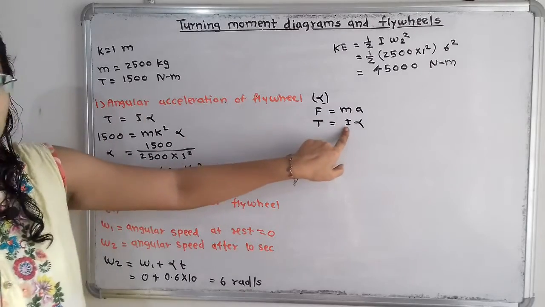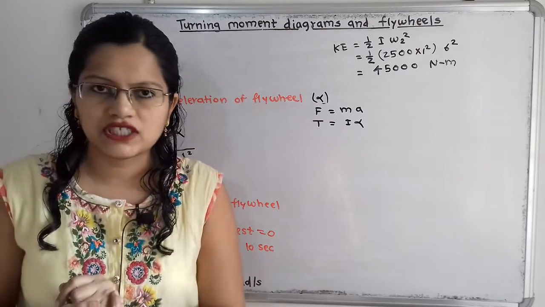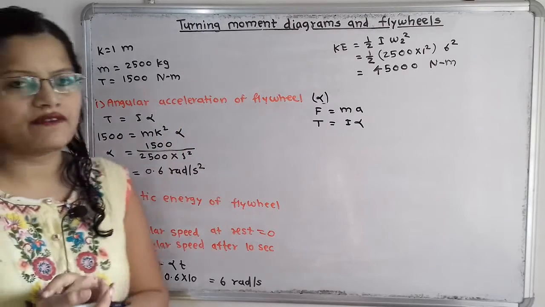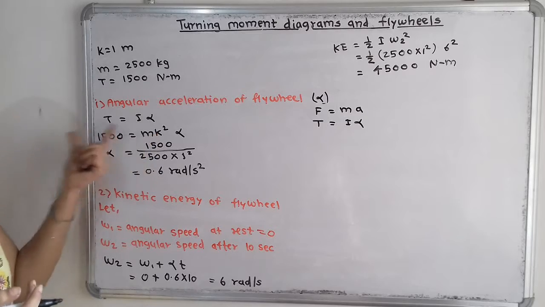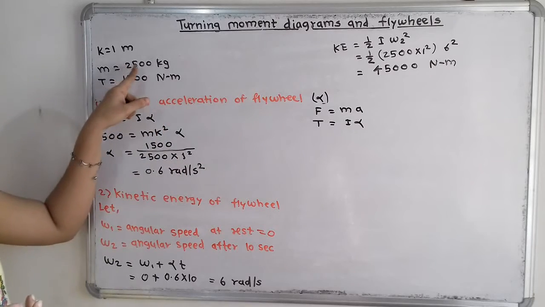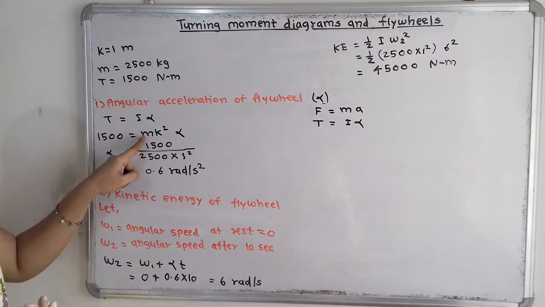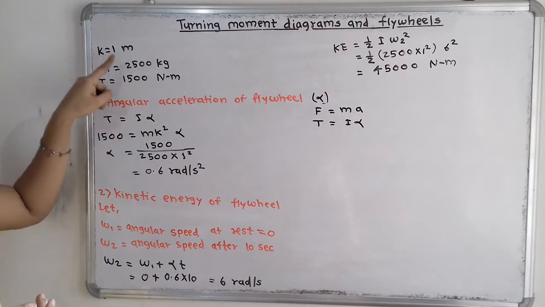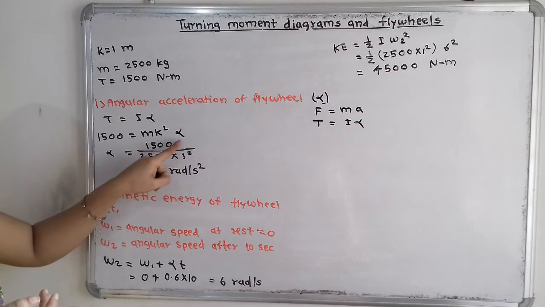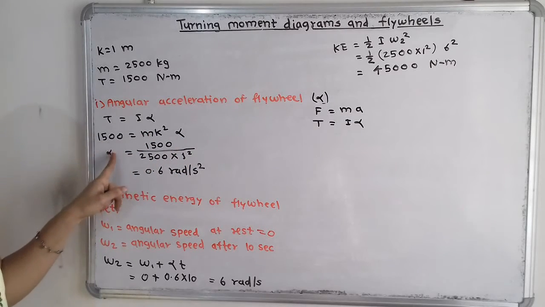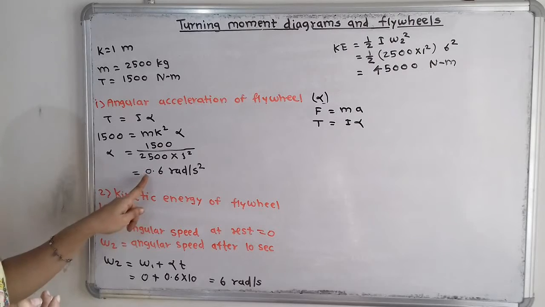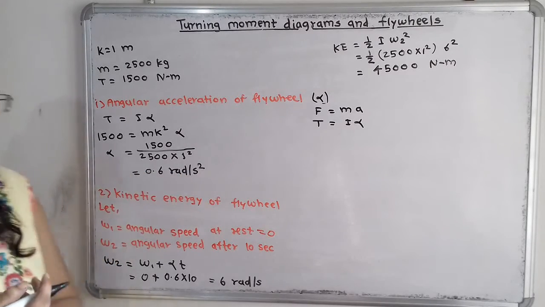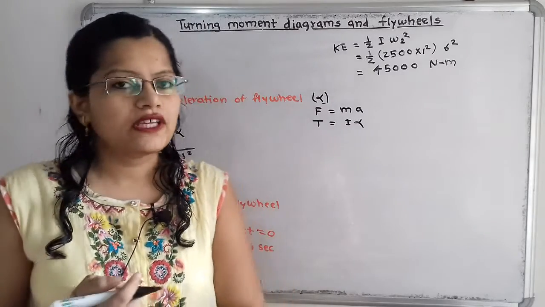Now what is I? That is the mass moment of inertia. So here mass moment of inertia is equal to mk square for the flywheel, and alpha. If we put all the values, torque T is 1500, mass m is 2500 and k is 1 meter, that is 1 square, and here is alpha. So we can calculate alpha, the only unknown term, and that is 0.6 radians per second square. So this is the answer. Now we will move on to the next question.